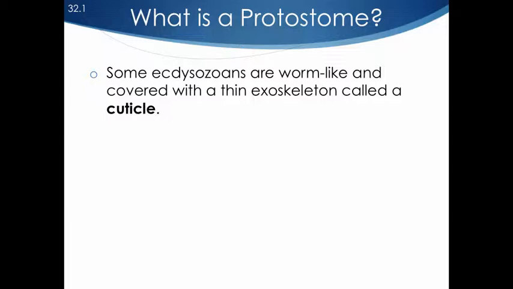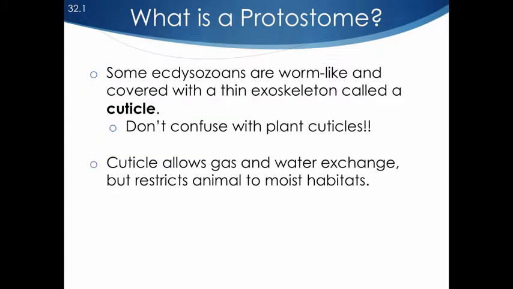Some ascidozoans are worm-like and covered with a thin exoskeleton called a cuticle. This is not to be confused with plant cuticles. Plant cuticles, as we have covered, are a waxy layer on top of leaves, but this is a cuticle on an organism. So make sure that you don't mess these up. Cuticles allow gas and water exchange, but they restrict animals to moist habitats. Worms, which have a cuticle, have to be in moist soil, which is why they go nice and deep, where they can get some nice moist soil.